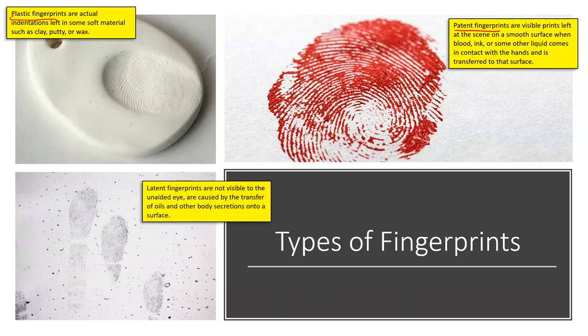And then the last one, which is probably the most common form of fingerprint, is called latent fingerprints. They are not visible to the unaided eye. They're caused by the transfer of oils and other body secretions that are naturally on your skin onto a surface, but they have to be dusted. Fingerprint powder has to be added to them in order to make them visible to the unaided eye. They are not naturally visible. They can be made visible or lifted by dusting with powders or by using a chemical reaction.